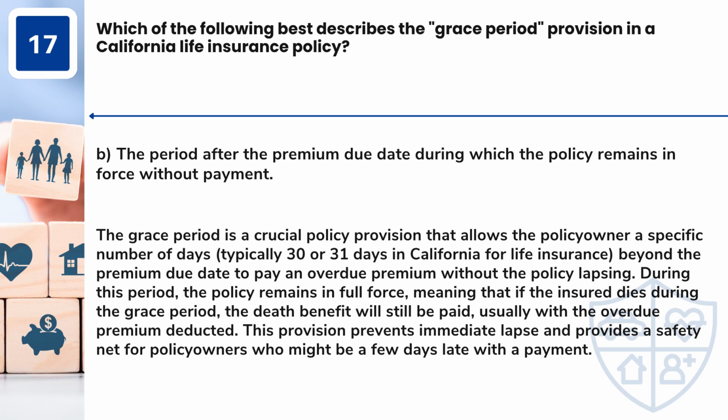Answer: B. The period after the premium due date during which the policy remains in force without payment. The grace period is a crucial policy provision that allows the policy owner a specific number of days, typically 30 or 31 days in California for life insurance, beyond the premium due date to pay an overdue premium without the policy lapsing.